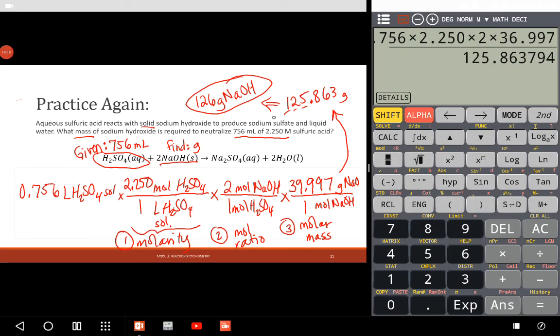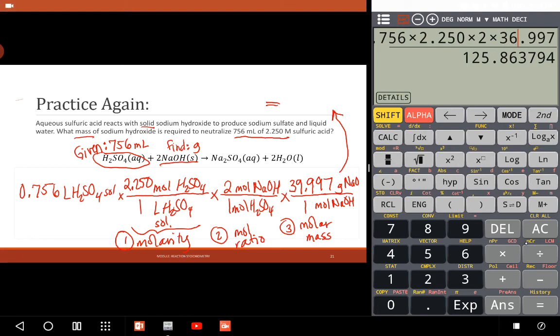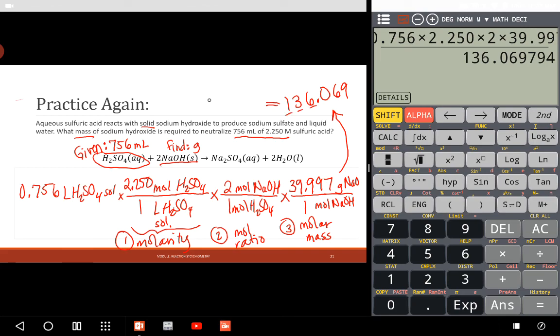And I just realized that I mistyped this into my calculator. It's supposed to be 39, not 36. So let's edit that a little bit. So that's a 39. And so that changes my number to 136.069. I still need 3 sig figs, and so that's 136 grams of NaOH. Always good to double check that your calculator entry matches what's on your paper. It's very easy to mistype things sometimes.